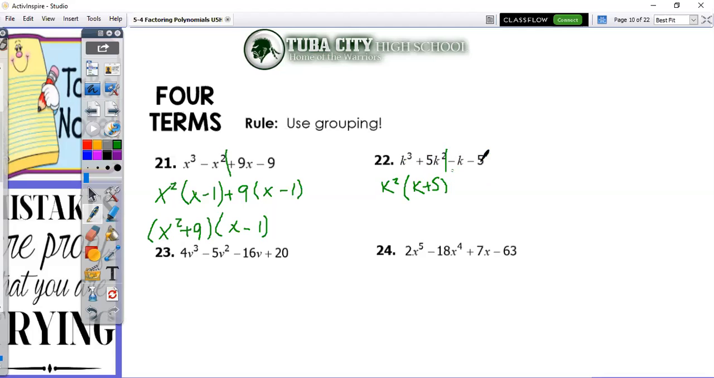Now let's go ahead and do this group here. Again, be careful because this is one that you got to be careful with. If you see a negative on the third term, that means you're going to have to take out a negative. So in this case, I cannot take anything out. K and 5 have nothing in common. So if I take out the negative, that's going to make k positive, and 5 is also going to be positive.